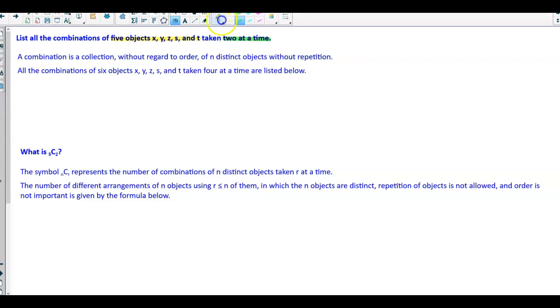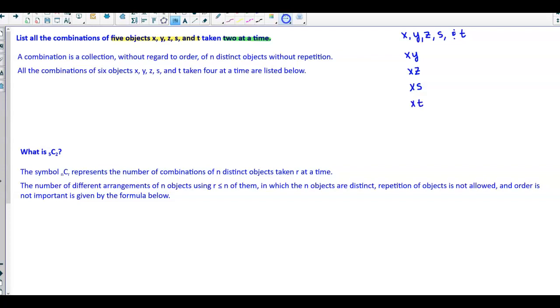Okay, so if we wanted to do this by finding out those 2 objects, so if we take a look at the first one, we have x, we have y, we have z, we have s, and then we have t. So if we start with the x to be first, we have xy, and then we have xz, and then we have xs, and then we have xt.